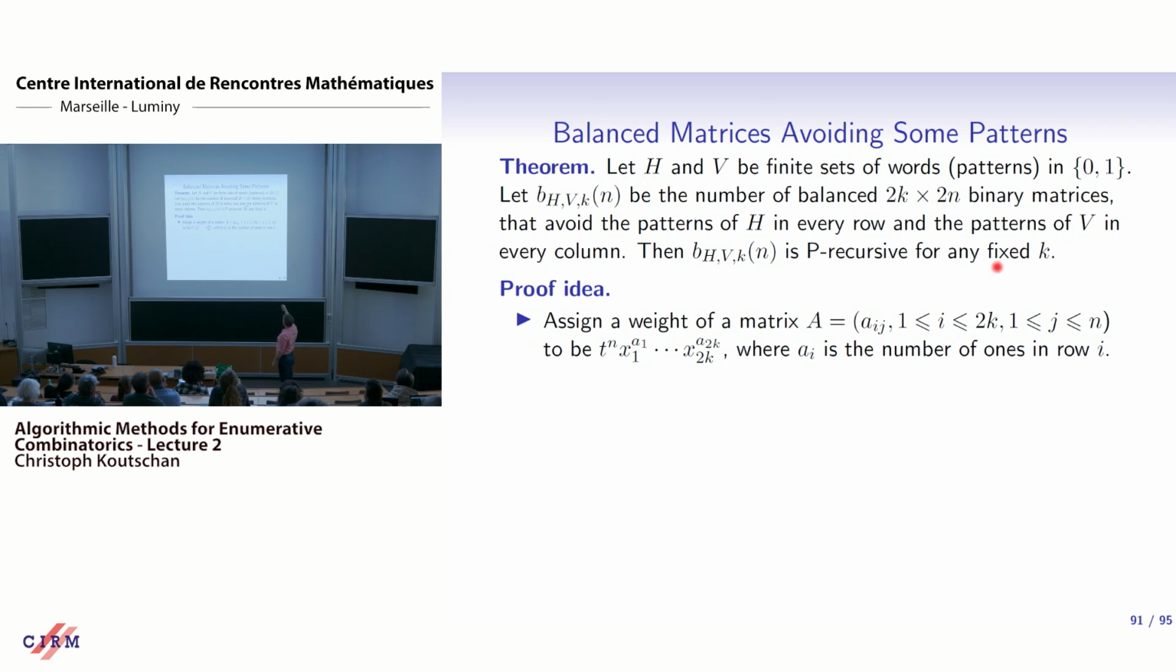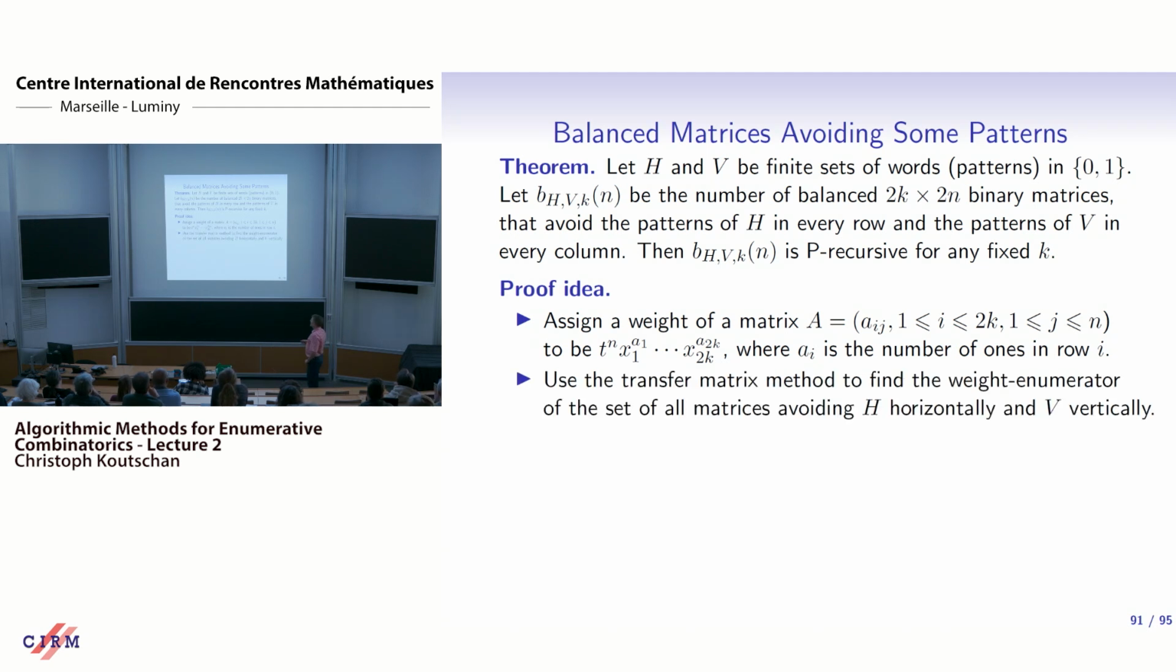So if we have a 2k times n matrix, we put the weight t to the n, so t gives the number of columns, and x1 to the a1 and so on defines the number of ones in the ith row. So similar to before, just that now we also have the t. Now I have to hide the details.